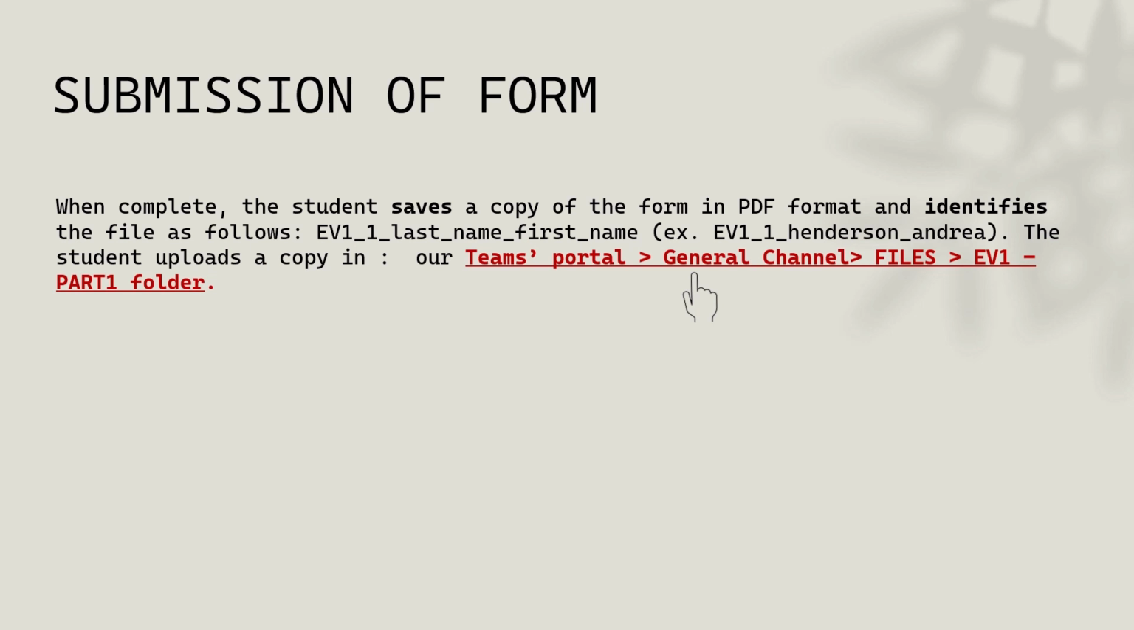You're going to see that I've made folders already for Summative Evaluation 1, for which I use the abbreviation EV1. There's a folder for Part 1, and then there's a folder for Part 2. So you would save a PDF format of your Microsoft form and you would place it in EV1 Part 1.